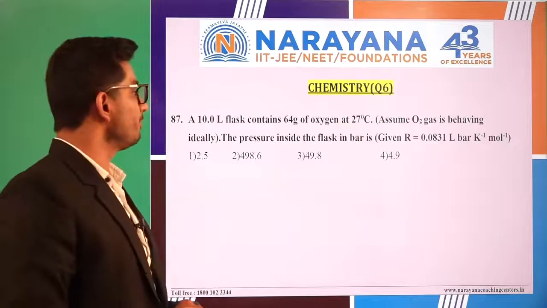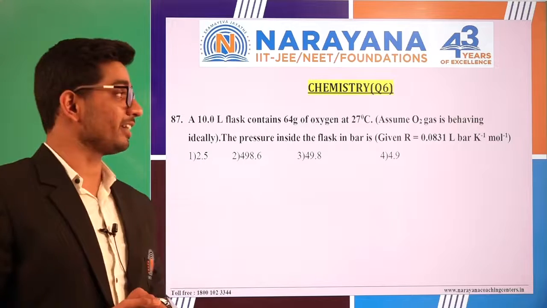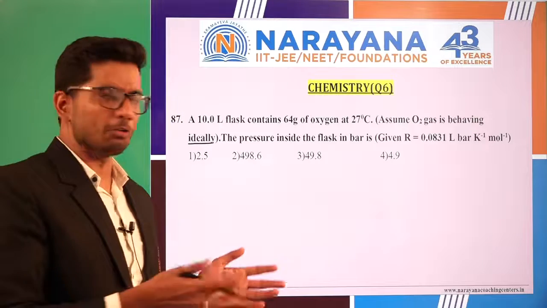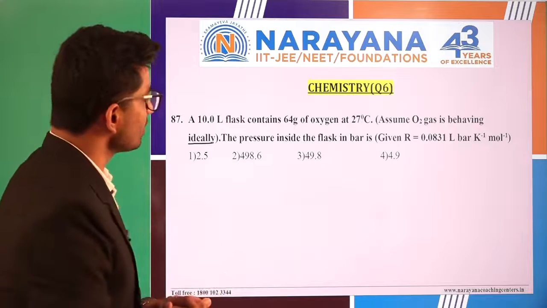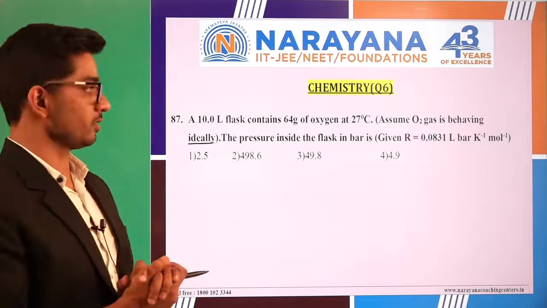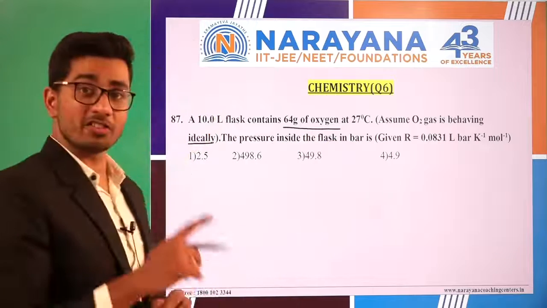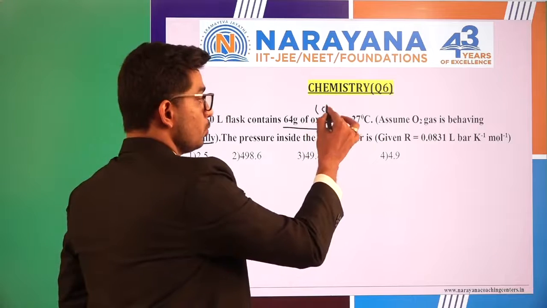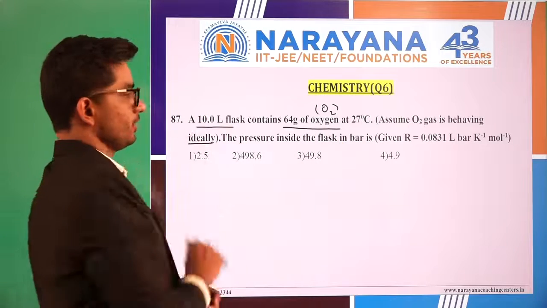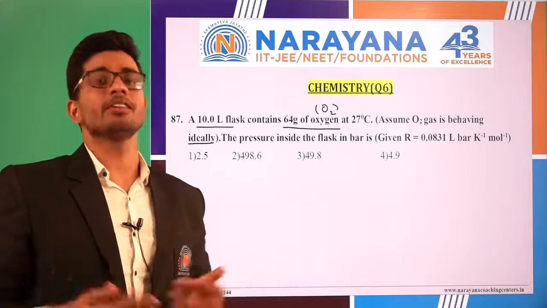So here you are given a 10-liter flask. This is basically from the gaseous state and is based on ideal behavior. Let's read out the question: a 10-liter flask contains 64 gram of oxygen at 27 degrees Celsius. You are given 64 gram oxygen. Oxygen means molecular oxygen, it is O2, don't take O. The volume is given here. Assume O2 gas is behaving ideally.